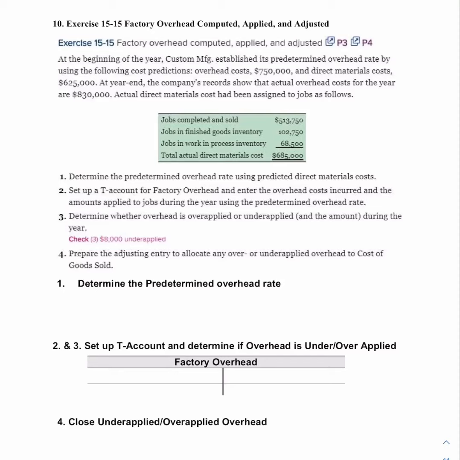So in this last question, we're told at the beginning of the year, Custom Manufacturing established a predetermined overhead rate by using the following cost predictions. Overhead cost $750,000, direct materials cost $625,000. At year end, the company's records show that the actual overhead costs for the year are $830,000. Actual direct materials have been assigned as follows. Determine the predetermined overhead rate using predicted direct material costs. So here I will take my estimated overhead cost of $750,000. I will divide by my estimated direct materials of $625,000, and that will give me a rate of 120%.